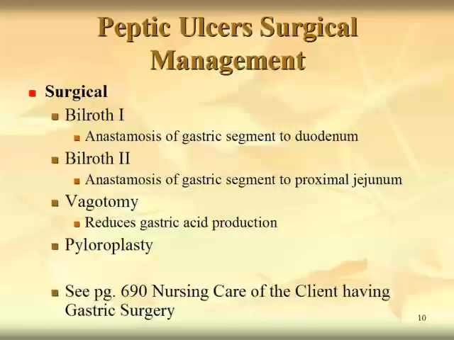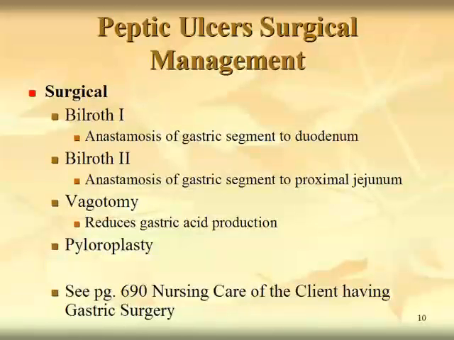So some other management ways to handle peptic ulcers would be different types of surgical procedures where they will actually take the area of the stomach that's ulcerated out, and then they'll connect the rest of the gastric stump to the areas of the duodenum or proximal jejunum, depending on what area of the gut is actually affected by the ulcer.